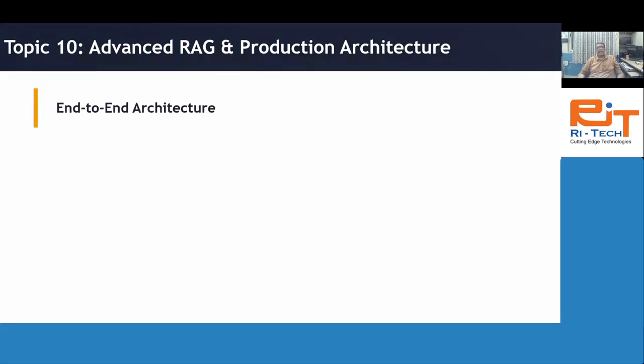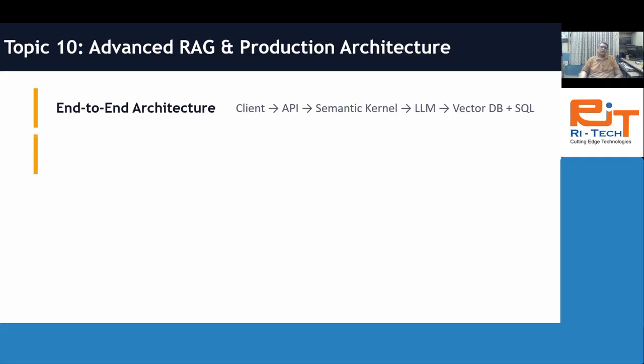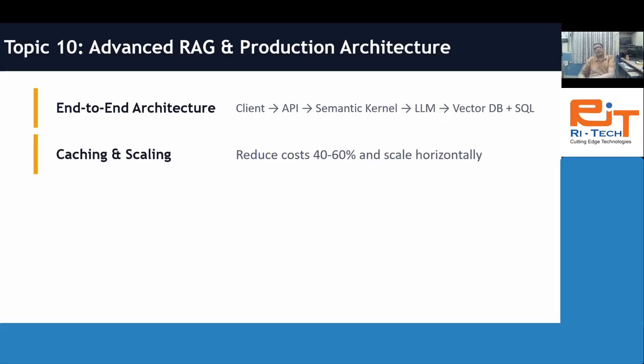Then we'll go for advanced RAG in the production architecture. So end-to-end architecture: client, API, semantic kernel, LLM, vector DB plus SQL. Now we'll learn how to create end-to-end architecture for your RAG applications. Caching and scaling: how to do the caching, how to do the scaling, which will reduce cost by 40 to 60%. How to do the horizontal scaling.